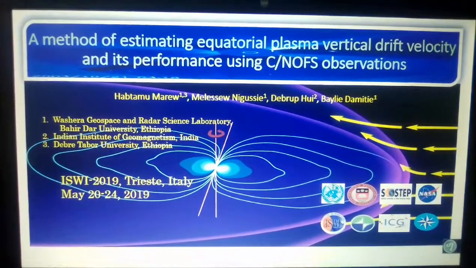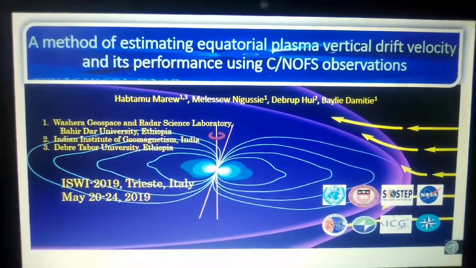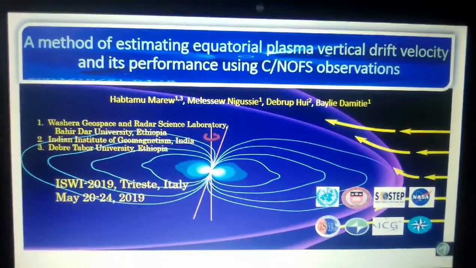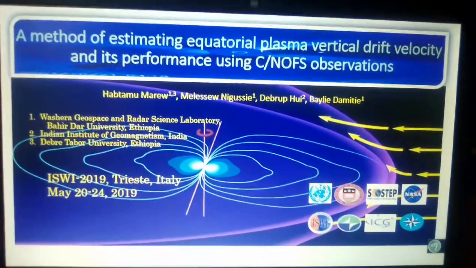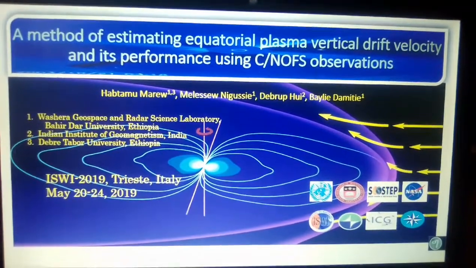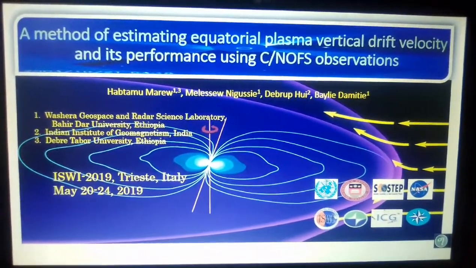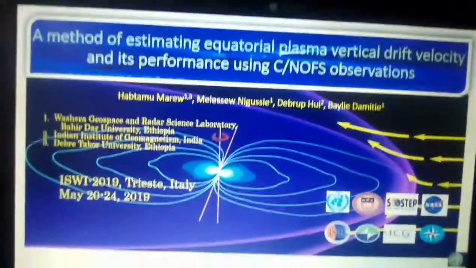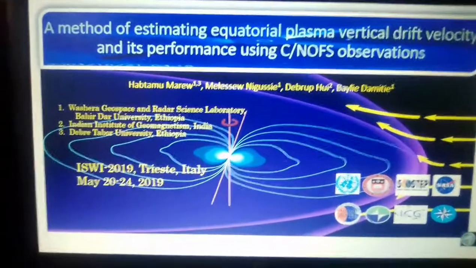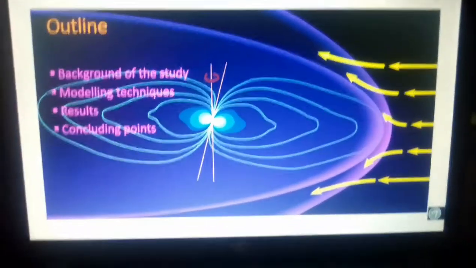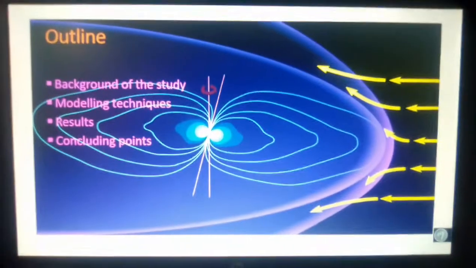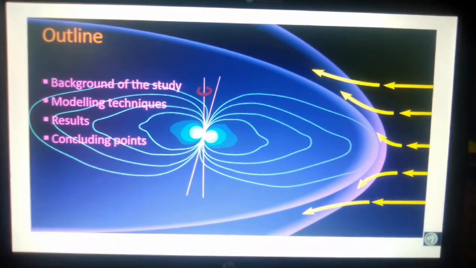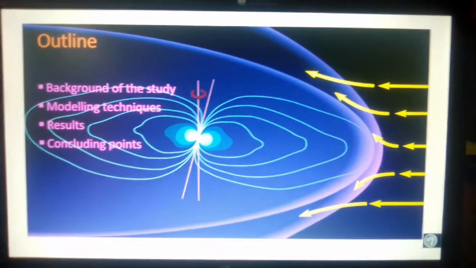I'm going to present my work entitled "A method of estimating equatorial plasma vertical drift velocity and its performance using NOFs observations." This work was presented as a poster presentation at ICE 2019, Trieste, Italy. Let me move to the outline: background of the study, modeling techniques, results, and finally concluding points.